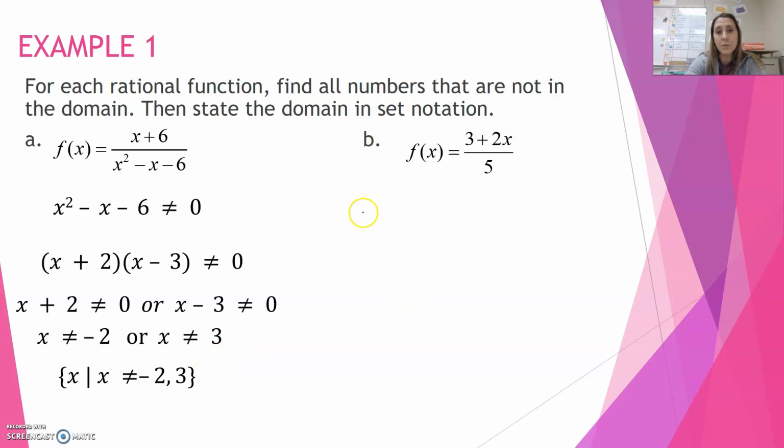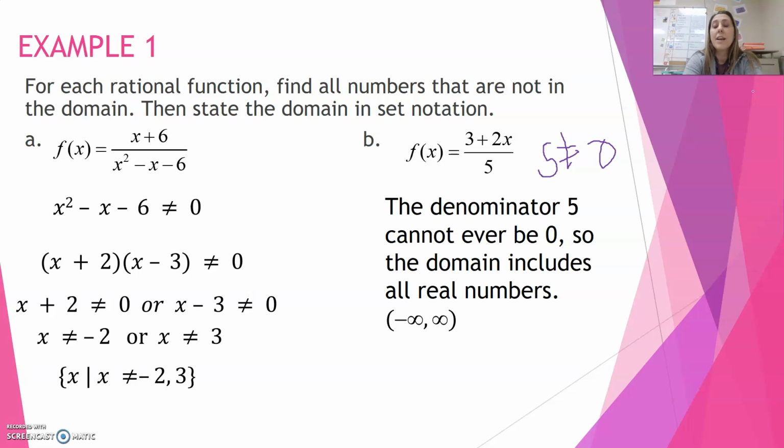Again, the first thing we're going to do here is set the denominator not equal to 0. So 5 does not equal 0. Well, is that true? It is true. 5 does not equal 0. We can't do anything to 5 to make it 0. So therefore, the domain is all real numbers.